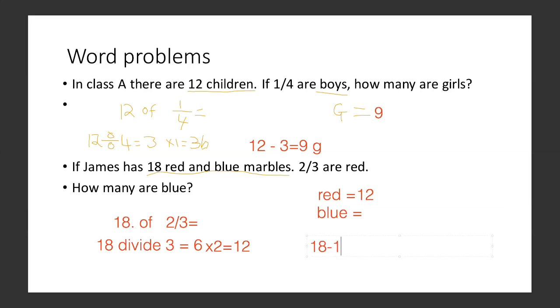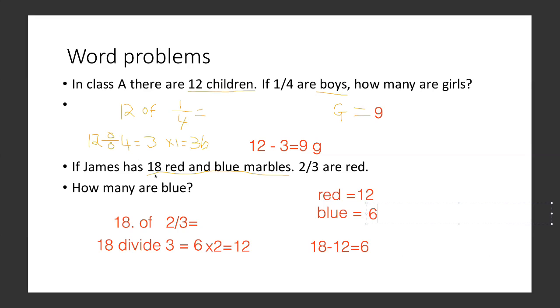So we do 18 minus 12. Now, you don't need to go to 18, and you don't have 12 fingers. So let's go the other way. We've got 13, 14, 15, 16, 17, 18. How many fingers did we count? 6. So 18 minus 12, we got 6. So we have 6 blue.